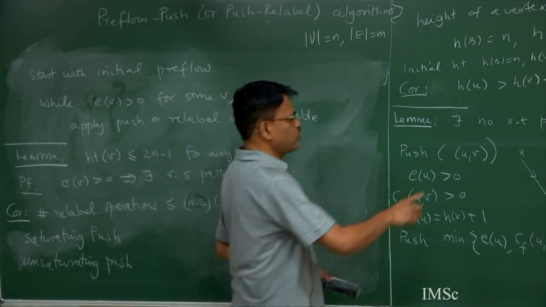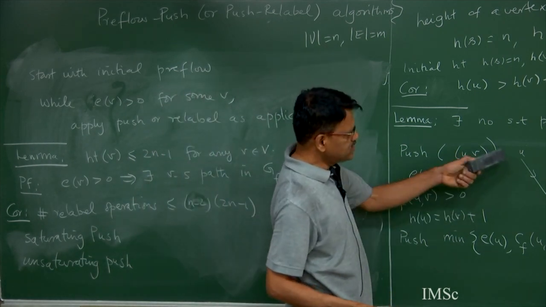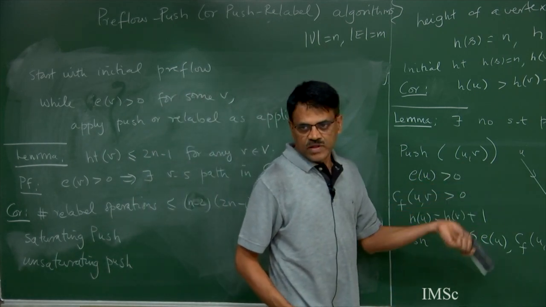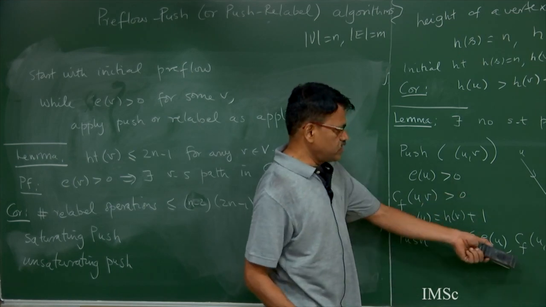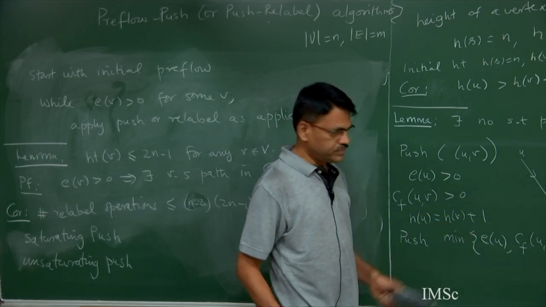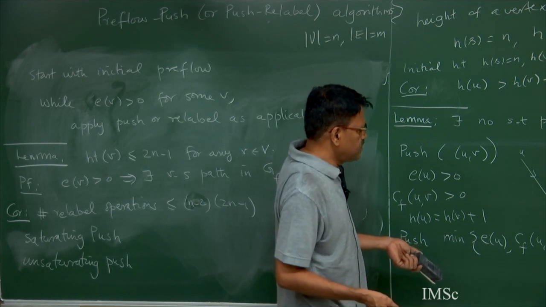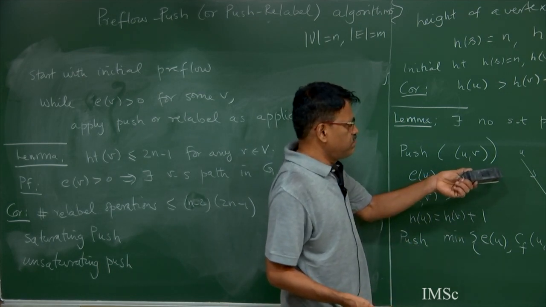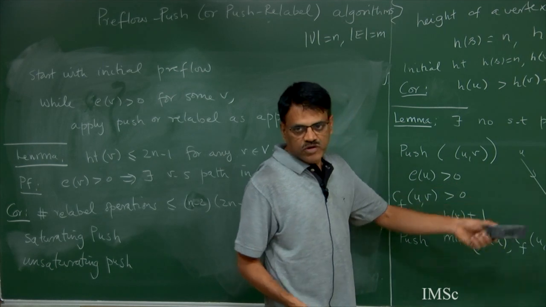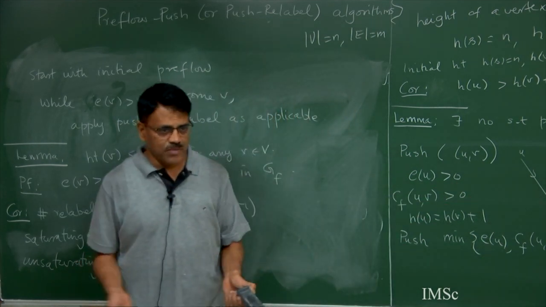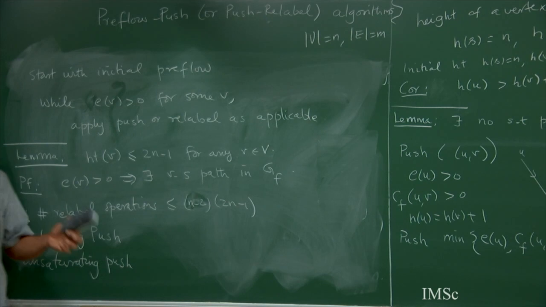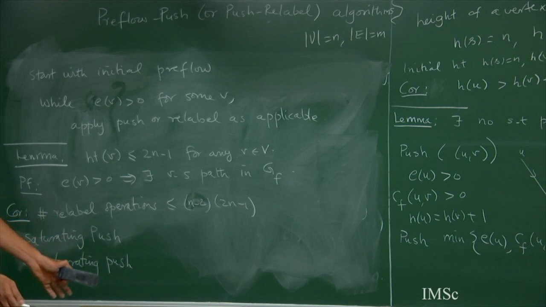Push is always through an edge. A saturating push means that it saturates that edge, that whatever you pushed is actually equal to the residual capacity. An unsaturating push means that you cannot push up to the residual capacity. And why does that happen? Because you don't have enough excess. Your excess was smaller than what that edge can take, so you sent something through that edge, but not enough to saturate that edge. Okay, so those are the two different types of push operations.